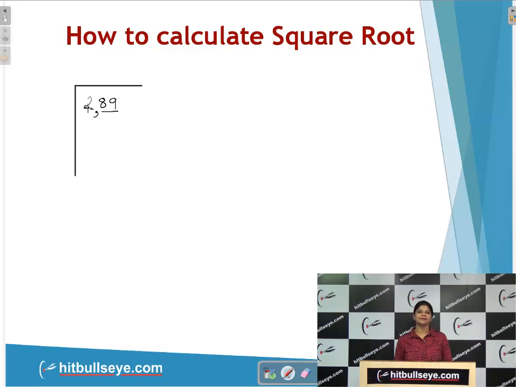Now the next step is we will think of a number whose square is immediately lesser than or equal to the first number in the beginning of the number. Now in my case, I know that the number is 1. 1 square is 1, which is immediately lesser than the number 2. Now we will write this number 1 here as well as over here. And we will write the square over here.